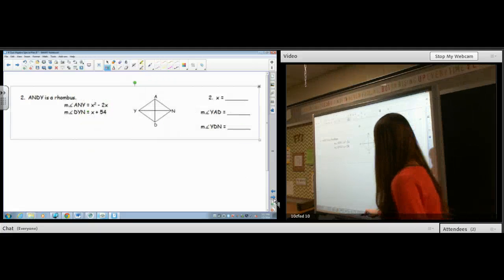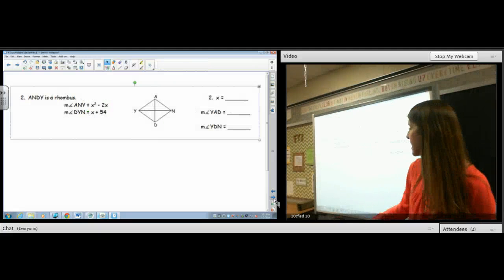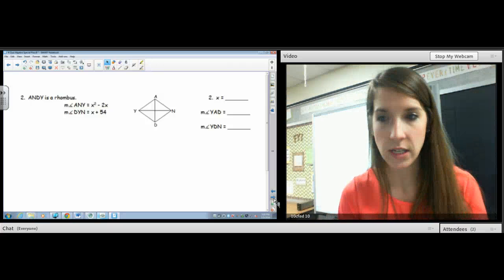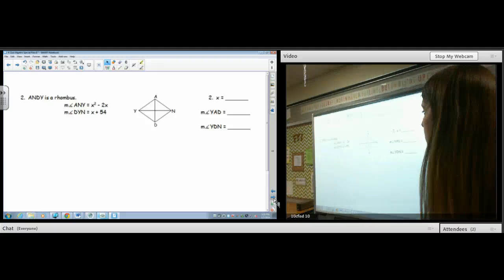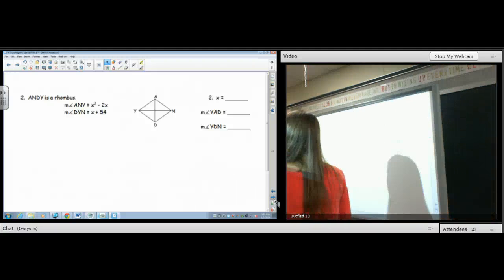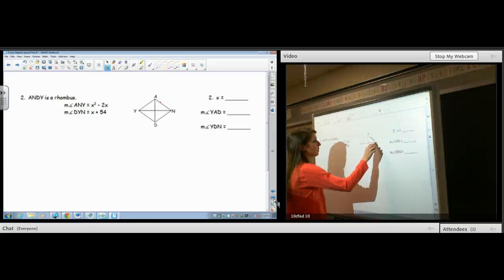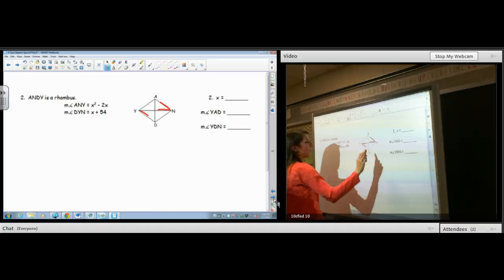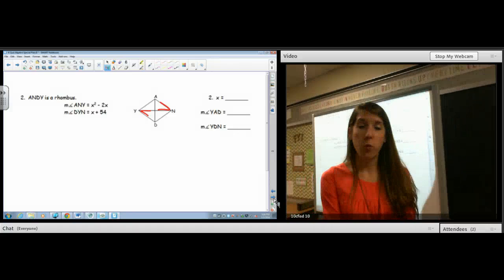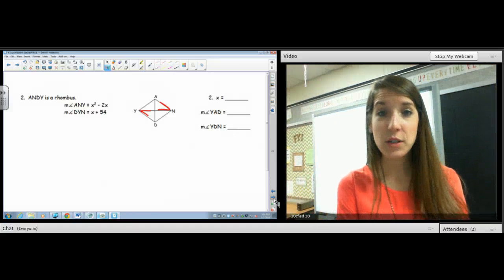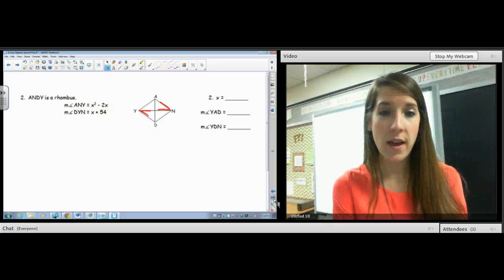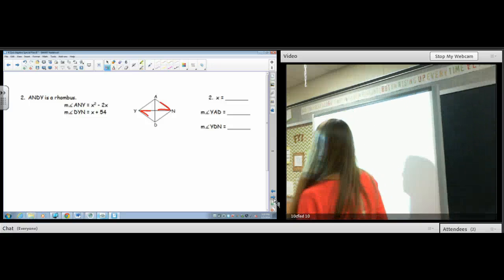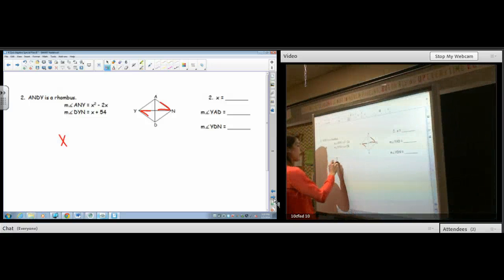Next problem, number 2, rhombus ANDY. And the cool thing is that we already drew a picture for you with the diagonals and everything. Let's see what angles we are zeroing in on. ANY is this angle, and DYN is this angle. Well, whether it's a rhombus or not, those are alternate interior angles. So whether that's a rhombus or just a plain old parallelogram, we would set these equal either way. So we're going to set them equal because they're alternate interior angles.